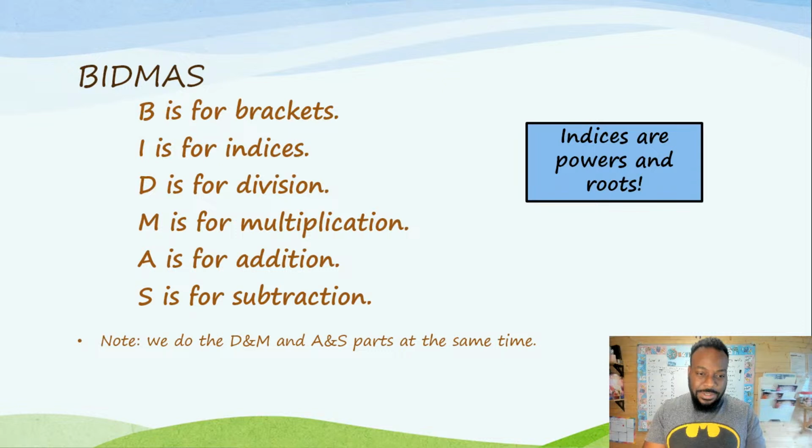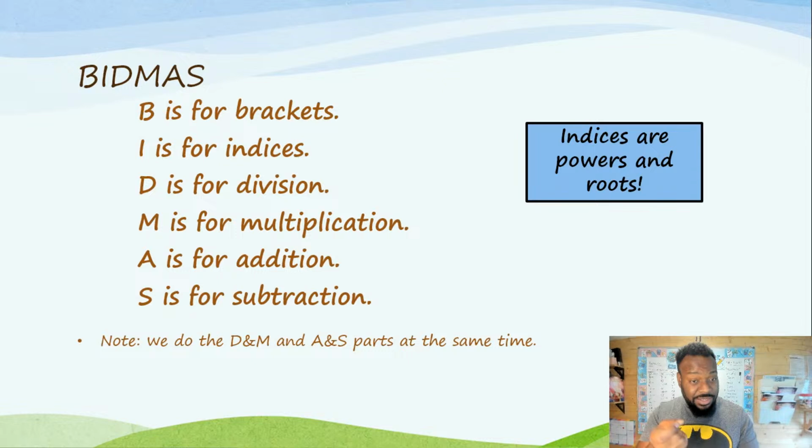So here's a little side note to pay attention to. We do the D and M and the A and S parts at the same time. The division and multiplication go together, they're direct opposites, and addition and subtraction go together as well, they're direct opposites. But by saying at the same time, we want to prioritize division first, because that's the correct order, hence why we would memorize BIDMAS in that order, because there is a better way to just flow with that and make sure we get those calculations correct and precise.